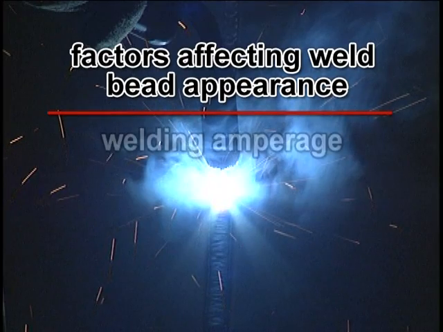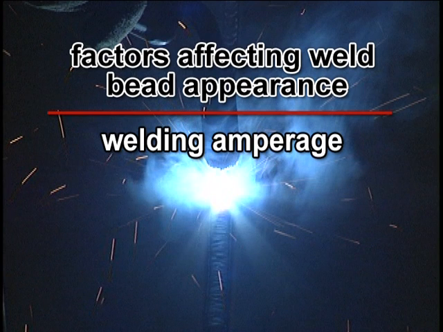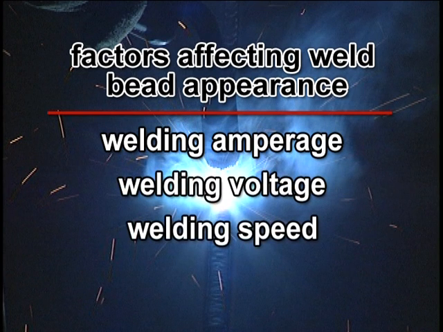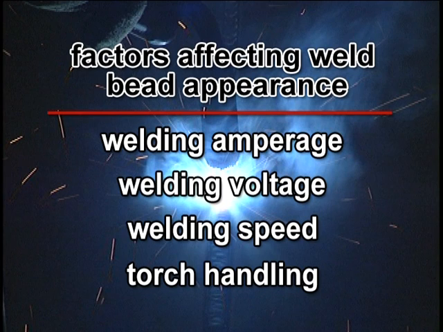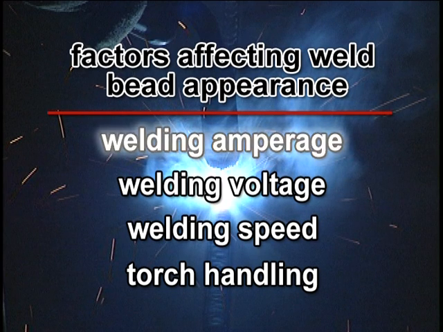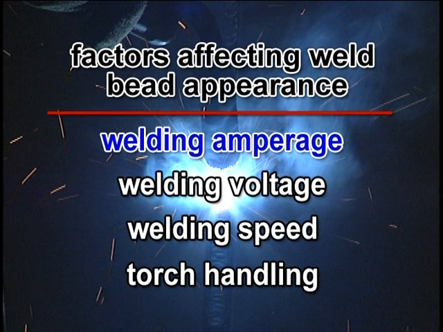The welding results are also governed by adjusting welding current, arc voltage, and travel speed, in addition to the handling of the torch by the operator. Now let's explain the influence of these welding parameters. First, let's start with welding current.